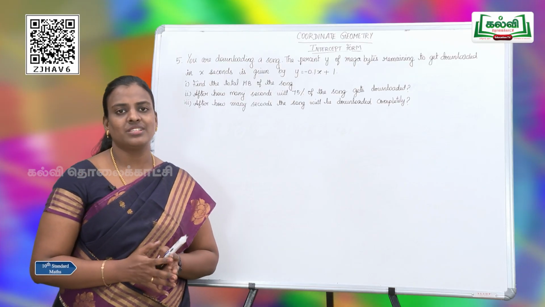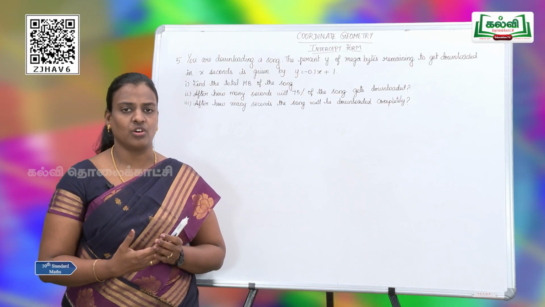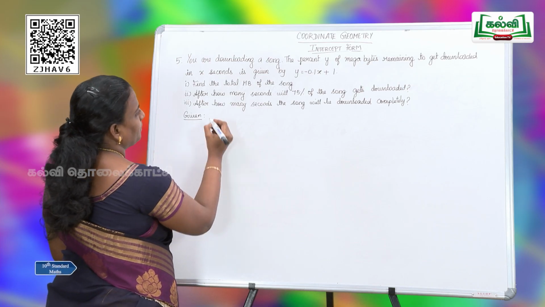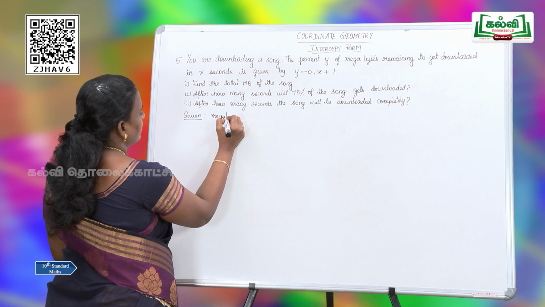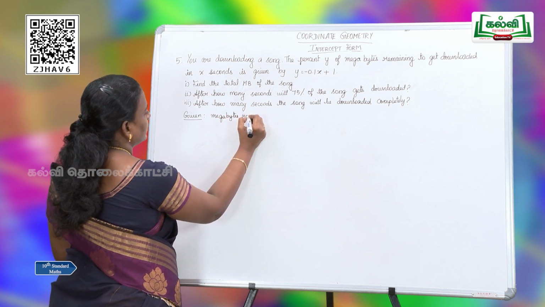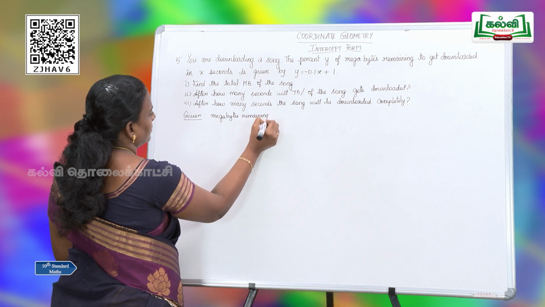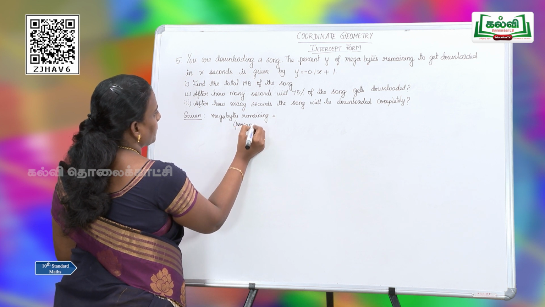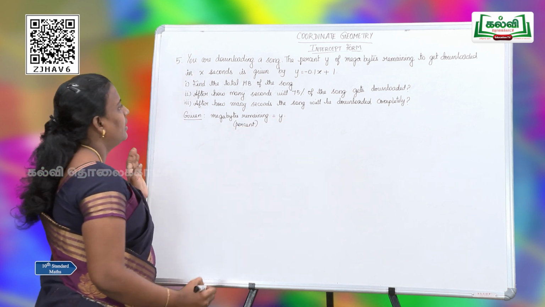Now, what does the question say? What is the situation? You are going to download a song. So, the percent y of megabytes remaining. So, suppose you are downloading 50%. What is the remaining? Another 50%. That equation is given as y is equal to minus 0.1x plus 1. So, let me write out what is given. What is your y? y is megabytes remaining. So, this is given in percentage. This y. Then in x seconds.